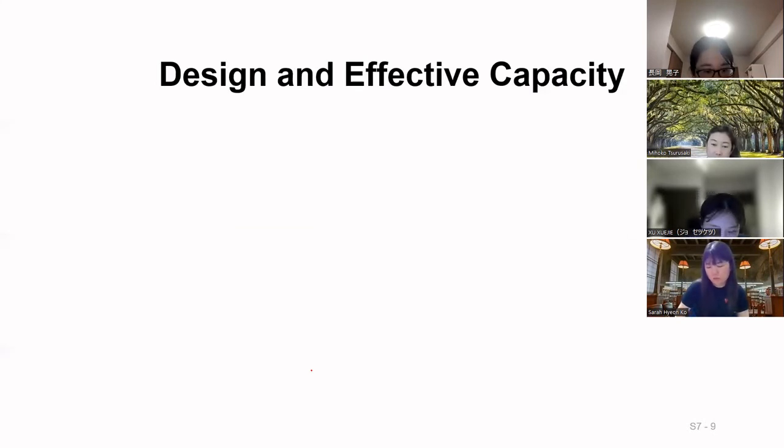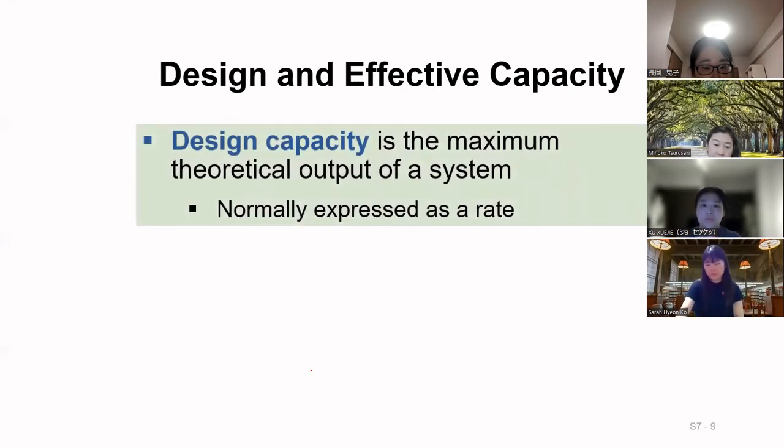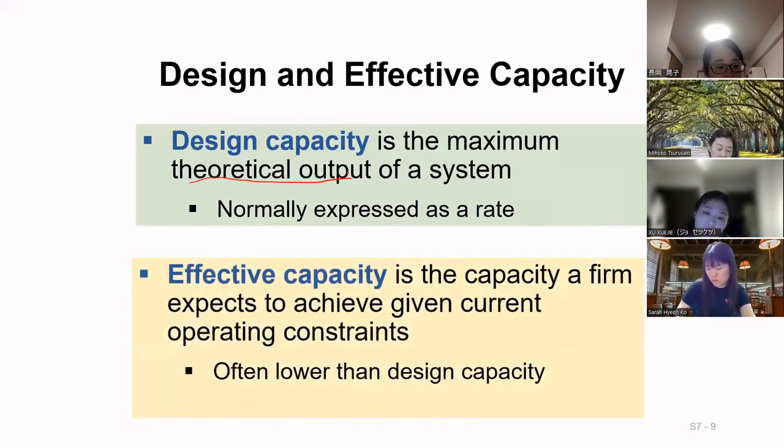Now we move on to defining design and effective capacity. Sometimes in big factories there are many machines, and it depends on every machine's design capacity. Design capacity is the theoretical output. Theoretical means riron tekini in Japanese. For example, I buy this machine, and the manufacturer says it can produce 50 items in 1 hour, but in reality there are many issues, many problems. So that is what we call effective capacity.